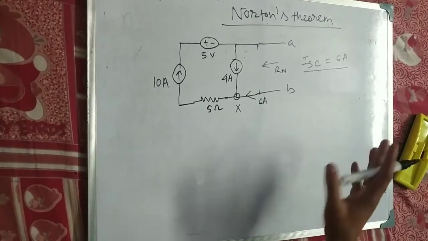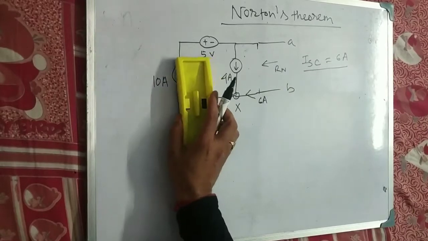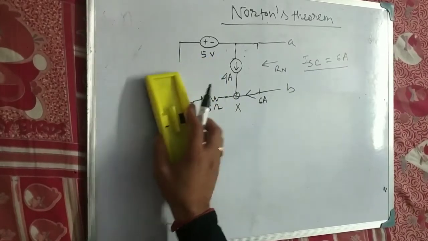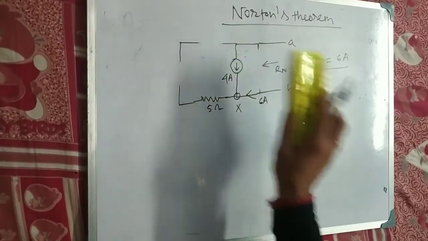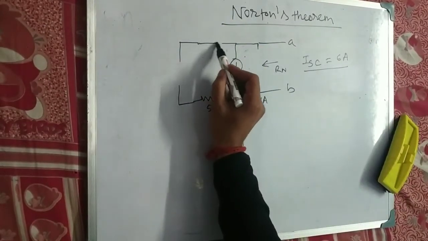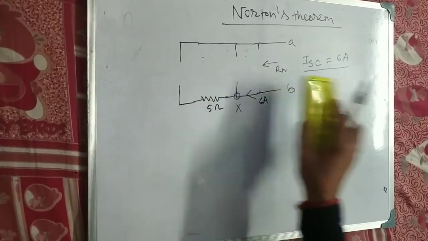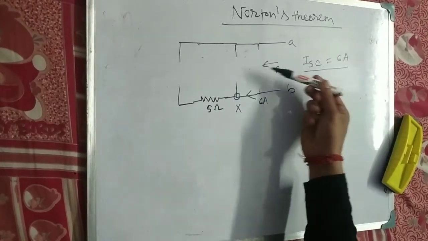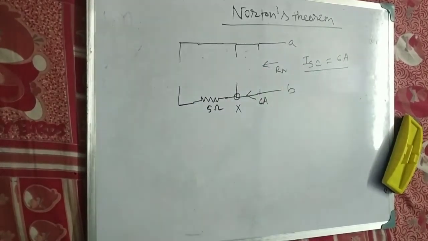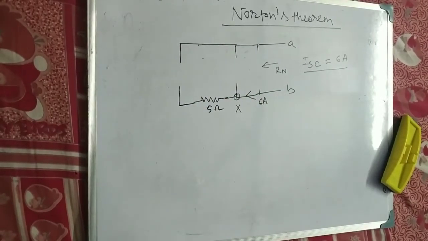What we will do is open circuit the current source and short circuit the voltage source. Seeing from this terminal, the resistance will be infinite because it is open circuited.